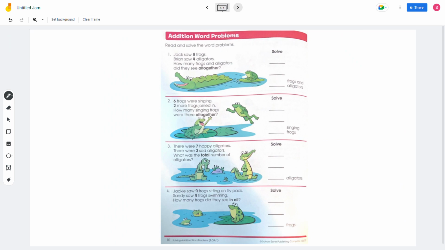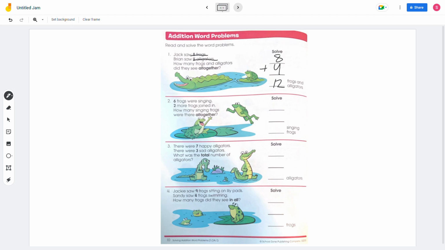On this page, we're gonna read and solve the word problem for addition. So Jack saw 8 frogs and Brian saw 4 alligators. How many frogs and alligators did they see all together? So 8 plus 4 will be 12. So the answer is 12.